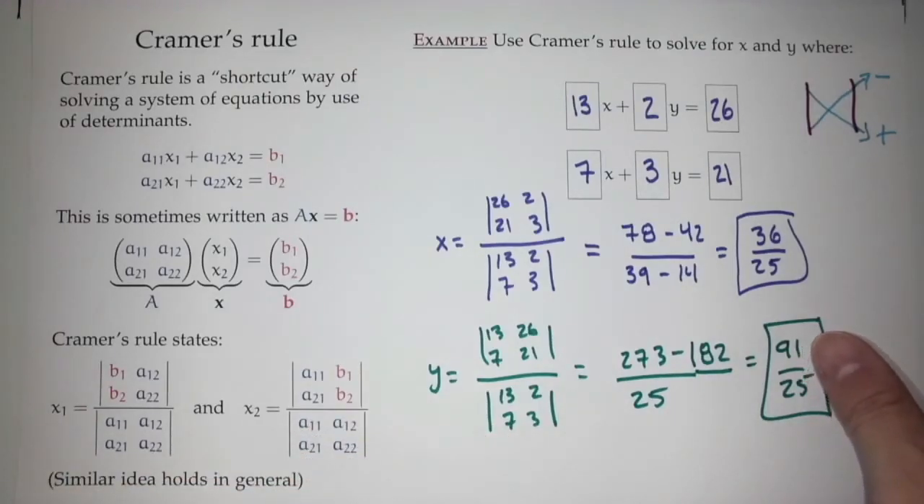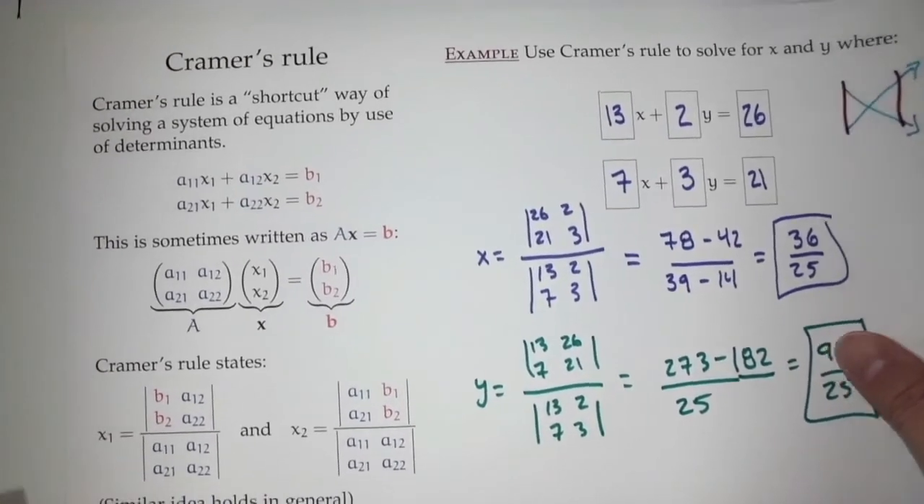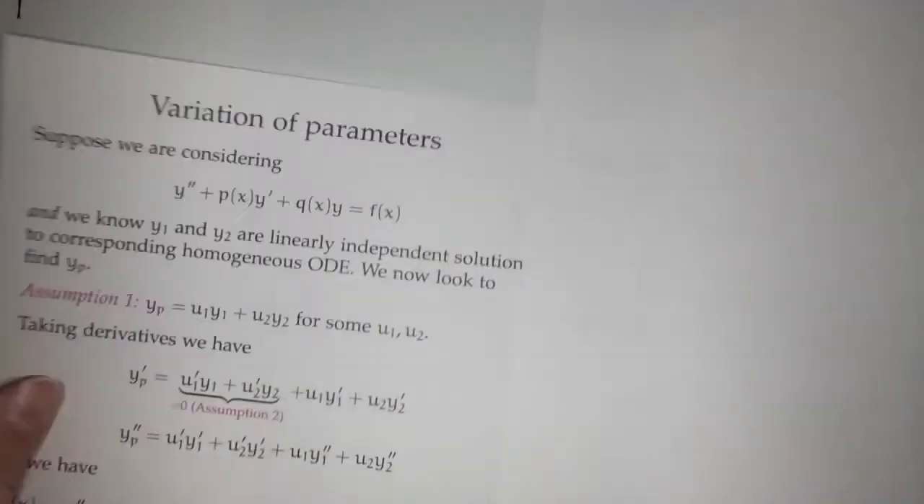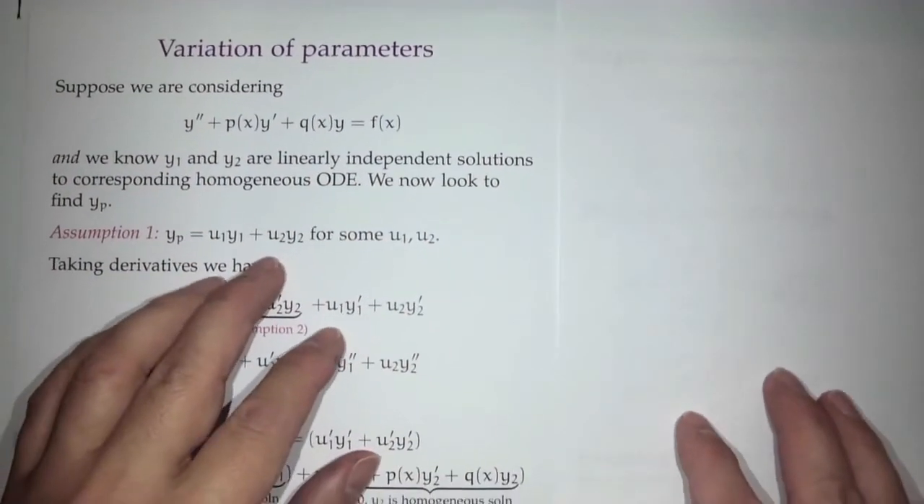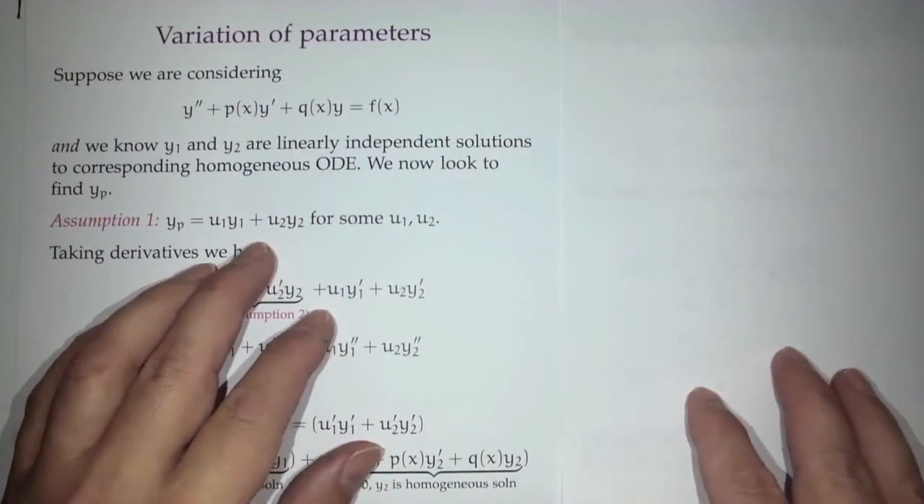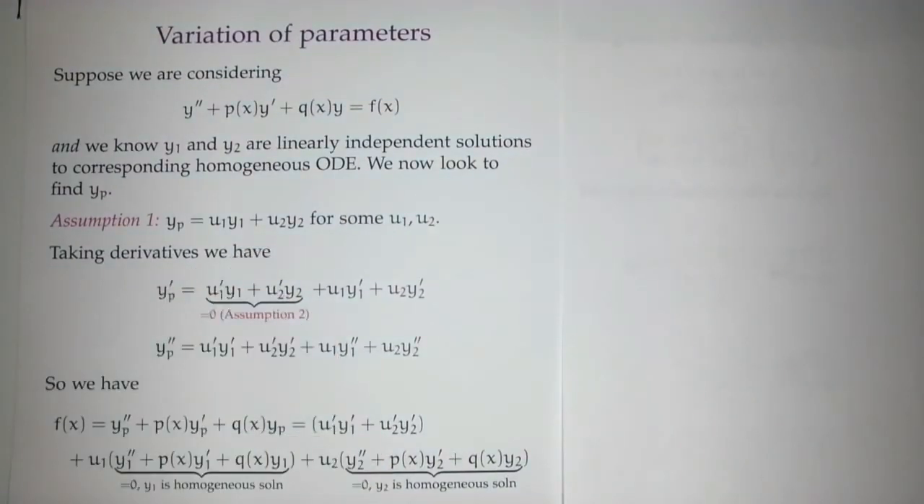Now you might say, what does this have to do with anything? Well, okay. I feel like I should probably hide what it has to do with something. We're going to talk about a new idea. So this is called variation of parameters. So this is related to the method of undetermined coefficients in that we're trying to find a particular solution.